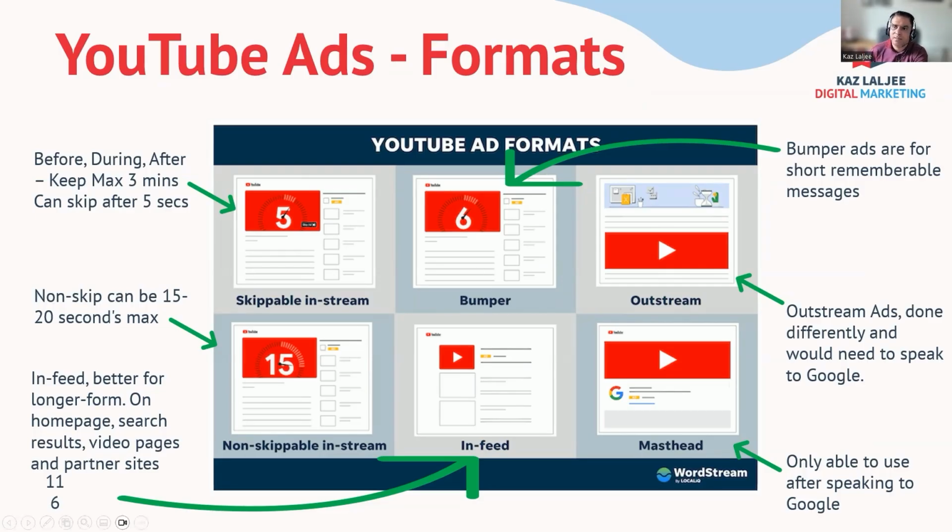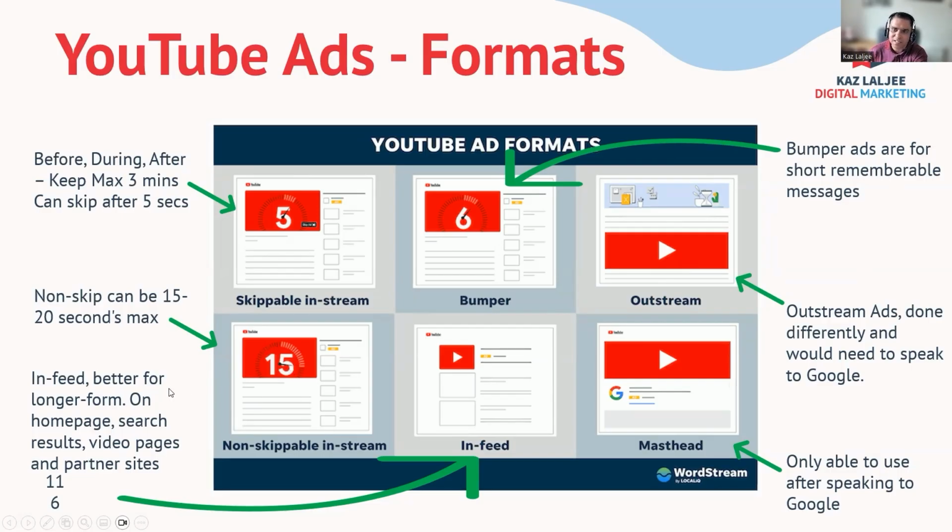These are ones you can skip after 5 seconds. This one here with the number 6 on it, these are bumper ads and are for short, memorable messages. Next one, outstream ads, done differently and you would need to speak to Google about. So these ones here, you can't just run, you have to speak to Google about. The next one here, these are non-skippable and can be 15 to 20 seconds max. I think they're the ones that annoy us the most.